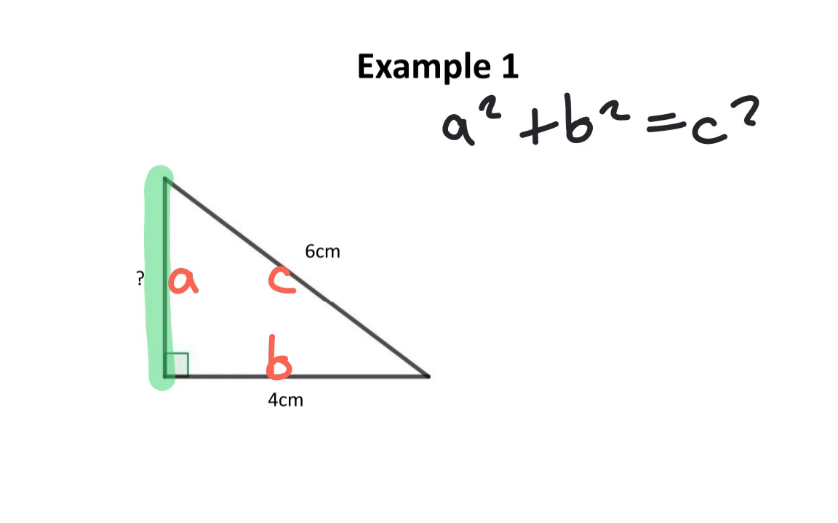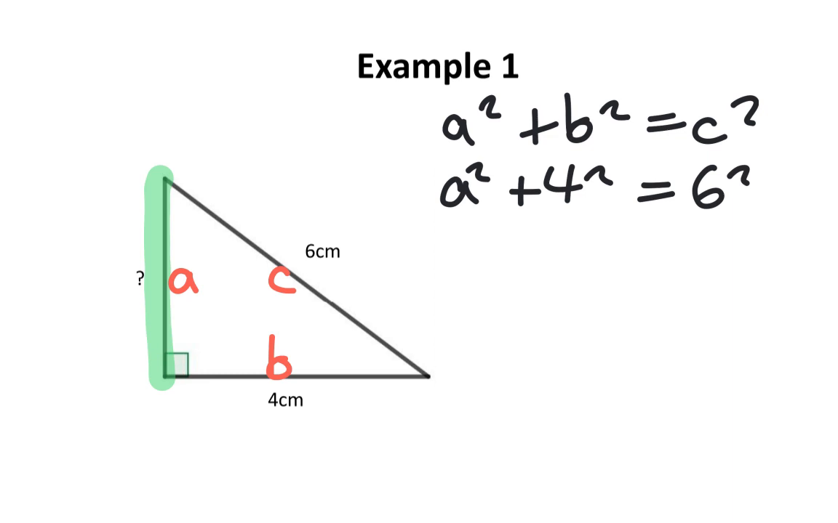Let's replace some of these variables with their known values. I do not know what A is, so I'm going to leave it alone. The length of B happens to be 4. Meanwhile, the length of C happens to be 6. Let's simplify this equation using BEDMAS.